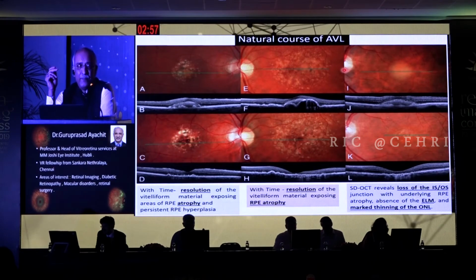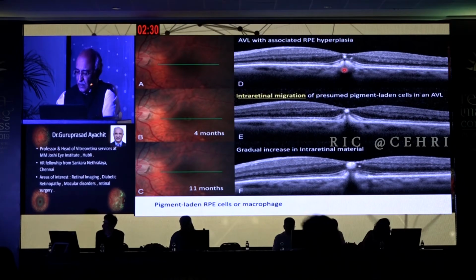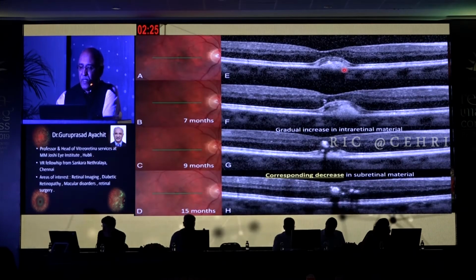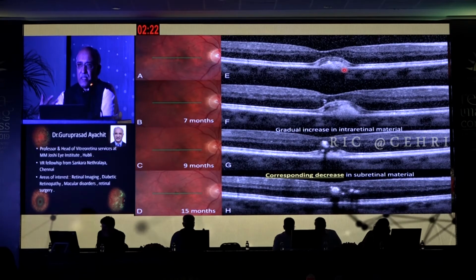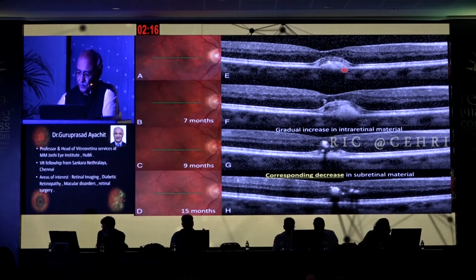The natural course of AVL, I think with time there is resolution and attendant atrophy, and you can see that over a period of time there is also loss of the IS-OS junction, the loss of ELM, and marked thinning of the outer nuclear layer. There is one more change that occurs over time, that is the pigment-laden RPE cells and macrophages within the subretinal space try to migrate into the intraretinal space. So this intraretinal migration is also seen in patients with AVL. The gradual increase in the intraretinal material results in something like a drusen ooze that we have heard of, with a corresponding decrease in the subretinal material.